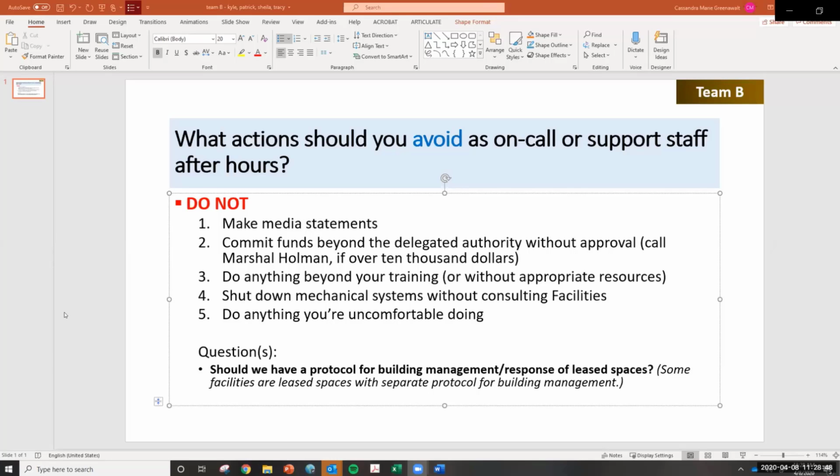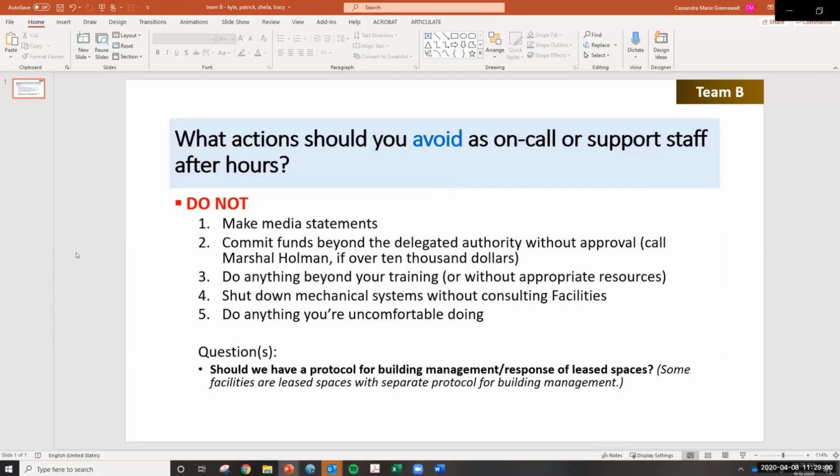Team B is Cassie, Patrick, Sheila, and Tracy. Are you guys ready? Yeah, can everyone see my screen? Yes. Okay, I think Tracy's going to speak to some of our answers on what you should avoid as an on-call or support staff after hours.